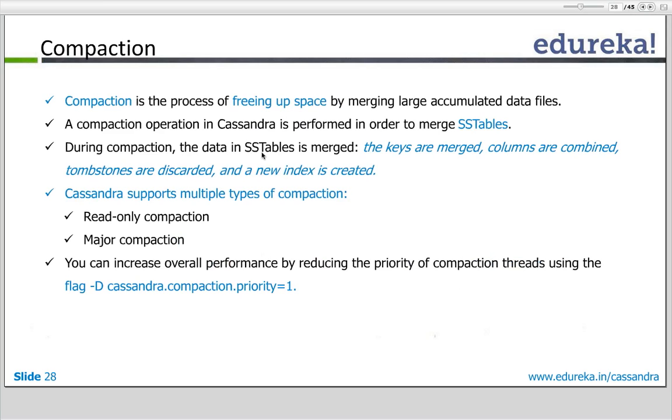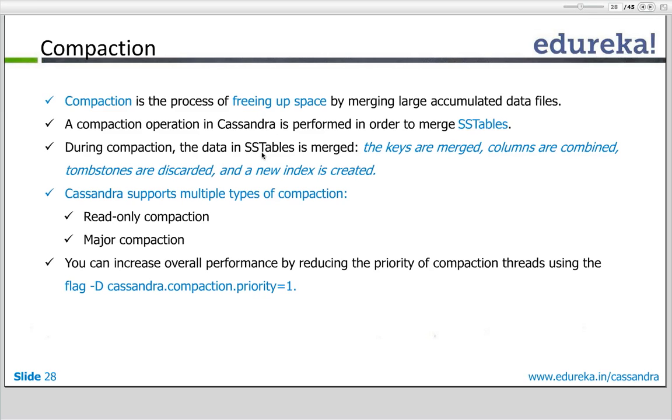Compaction, I have been mentioning this word a lot. What is the compaction process? Compaction is a process of freeing up space by merging large data files in the form of SS tables. It basically merges different SS tables into one. What is the merge process? It will merge the keys: all the keys that are in all the SS tables are merged into one SS table, and the columns are combined.